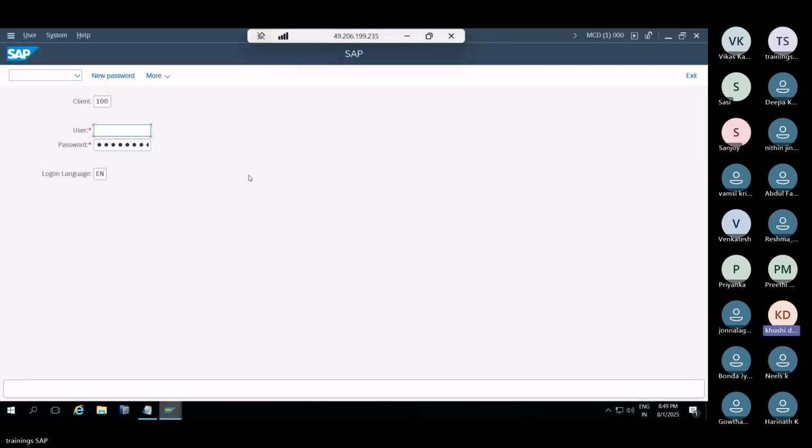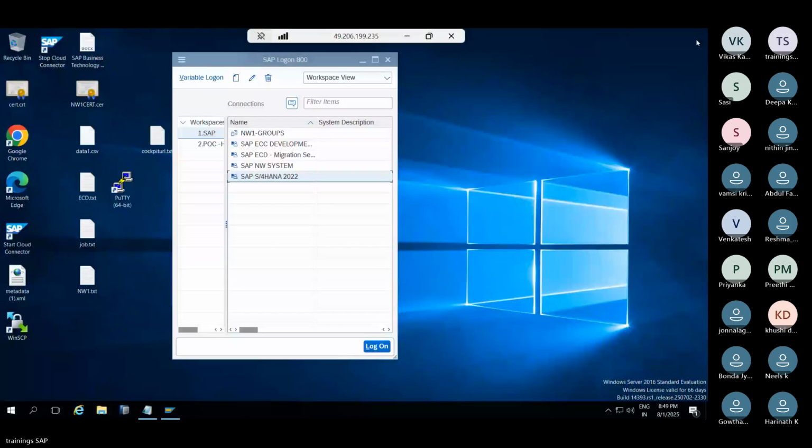Sir, scenario-based questions we will face in our project. What tickets will get generated for any issue? Can you please explain some of the cases? Scenario-based questions, if you ask me one scenario, I can explain it.